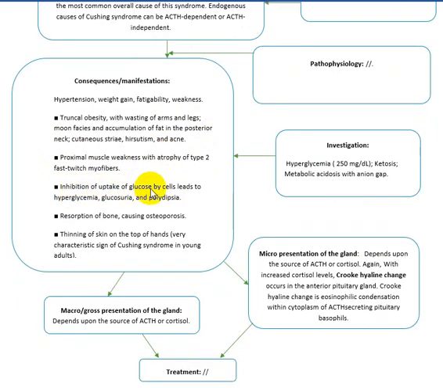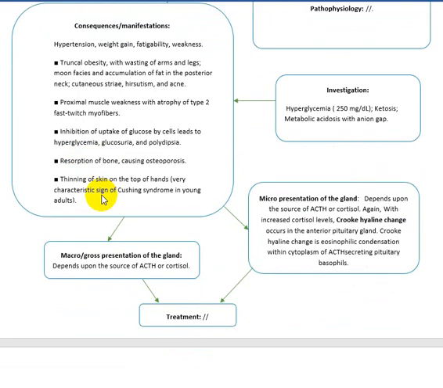The inhibition of uptake of glucose by cells leads to hyperglycemia, glucosuria, and polydipsia. The cortisol level is going to cause an increased level of glucose. A complication of Cushing syndrome is going to be diabetes. Why? Because excessive glucocorticoids cause an excessive glucose level, since they convert other sources of food to glucose. But the problem is that the glucose now in the blood does not have enough insulin to enter the cells. This causes glucose intolerance, and thus diabetes. The form of diabetes is secondary diabetes from Cushing syndrome, or hyperproduction of cortisol.